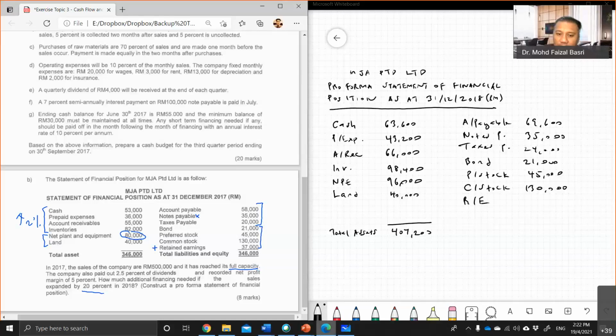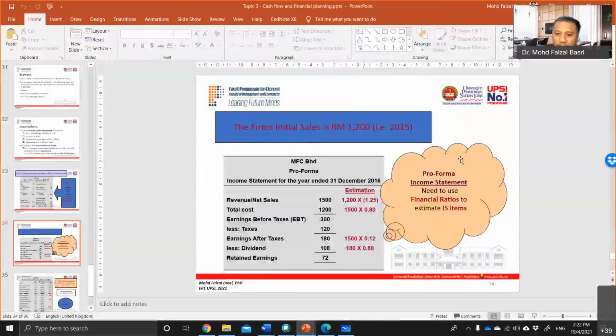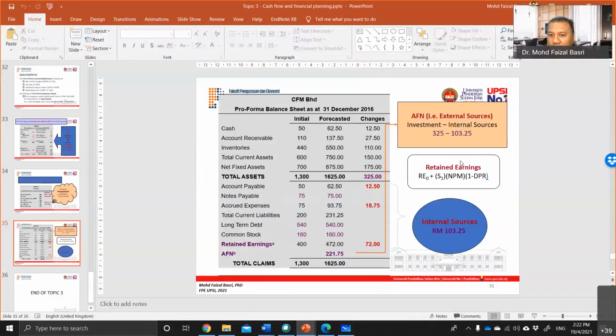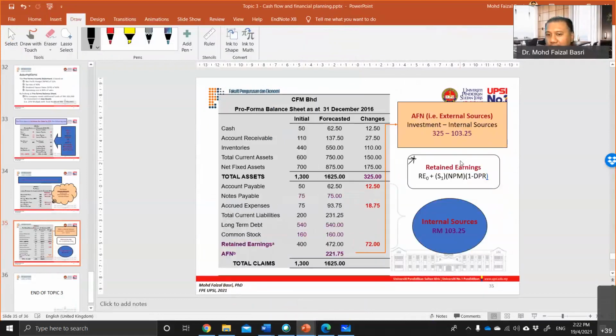So if you refer to the note, we have this formula of retained earning: RE1 = RE0 + S1 × NPM × (1 − DPR). RE0 is the current retained earning. S1 stands for sales for the next year, or forecasted sales. The labels 0 and 1 represent: 0 is now, 1 means next year or forecasted value.